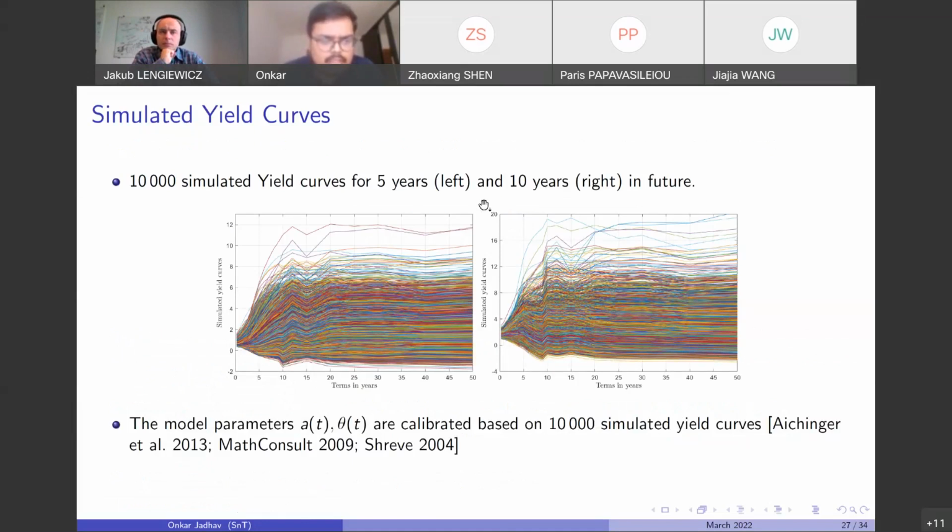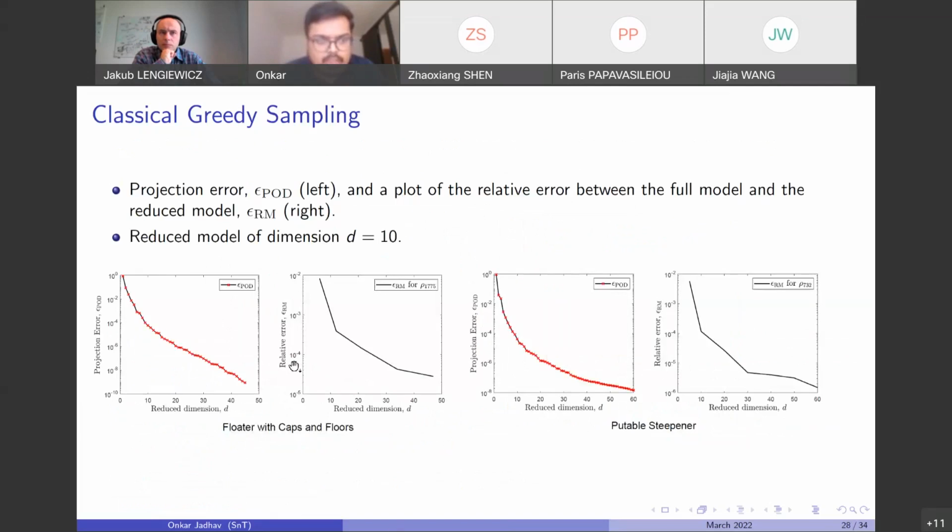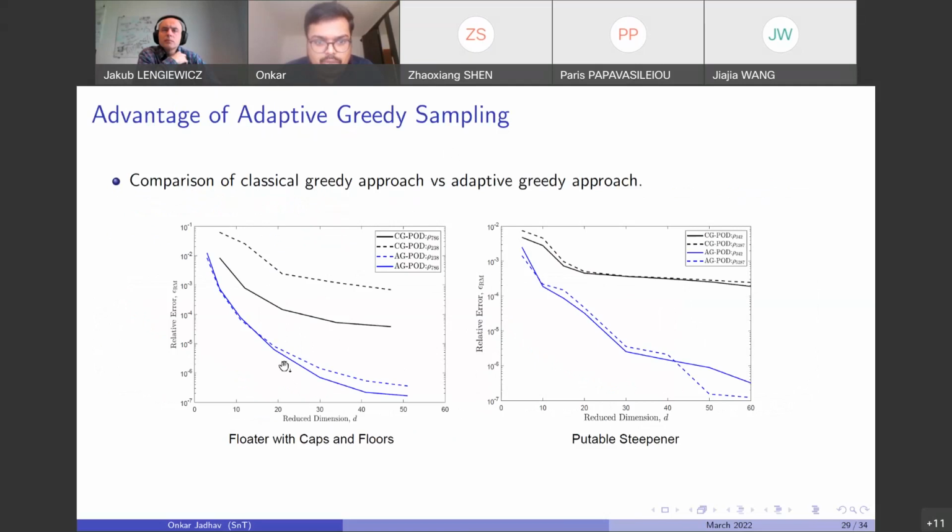The results for the classical greedy POD approach are presented here, and you can see that the projection error decreases monotonically with the increasing reduced dimension d, and the relative error is of order 10 to the power of minus 4 with just a reduced dimension d equal to 10. However, as I said earlier, this classical greedy sampling approach has some drawbacks, which are well depicted using these two figures. You can see there are some parameters, for example, number 238, for which the relative error does not drop below a certain value, even with increasing reduced dimension. And this is a problem.